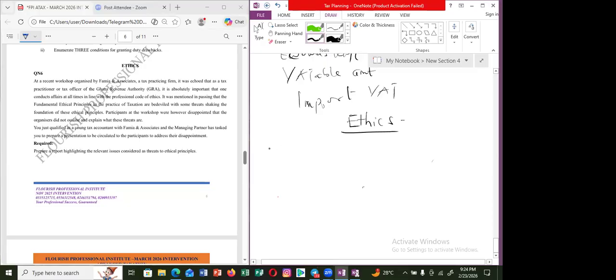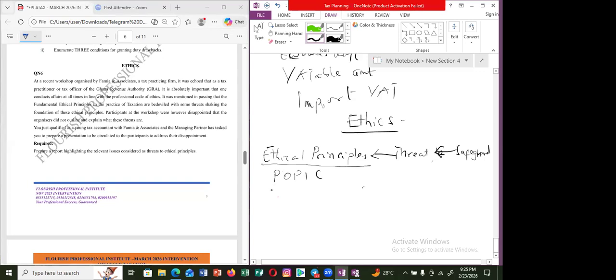In talking about ethics, we talk about three major things. The ethical principles for accountants, in this case a tax accountant or a tax person. Then we have threats to those principles. And then we have safeguards against those threats. So threats to the principles, then safeguards against the threats. Now the ethical principles, the code is topic. So please, quick, let's go.